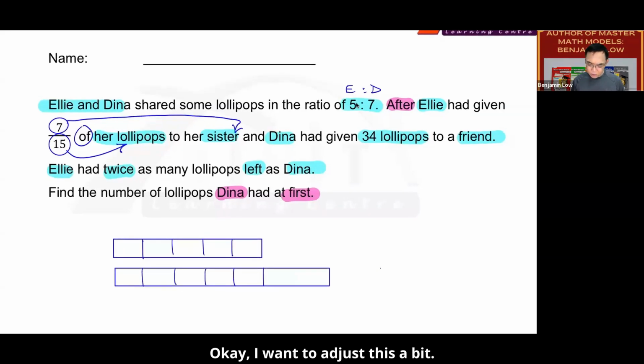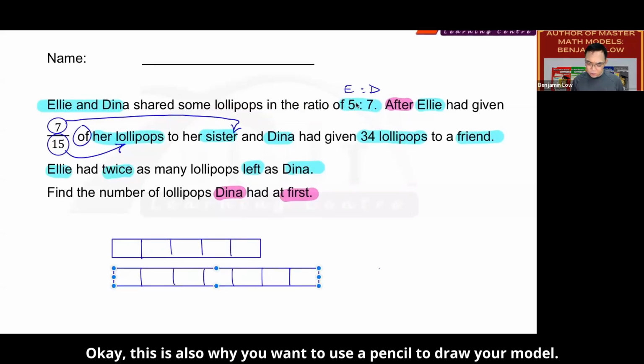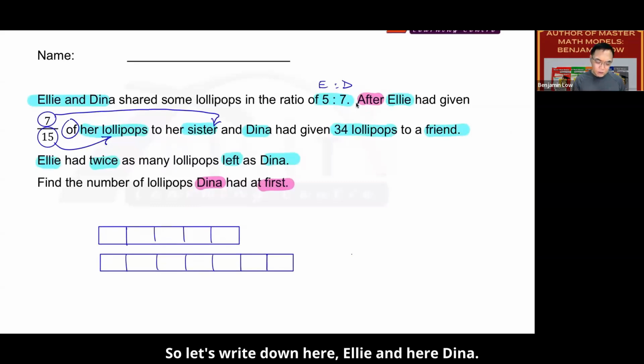Okay, I want to adjust this a bit. This is also why you want to use a pencil to draw your model. All right, so you can adjust it. So let's write down here Ellie and here Dinah.